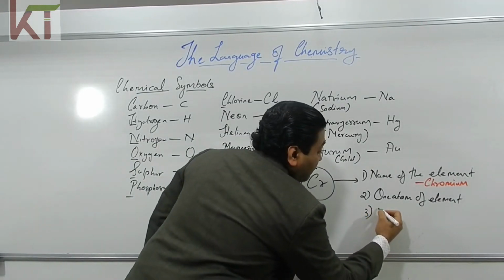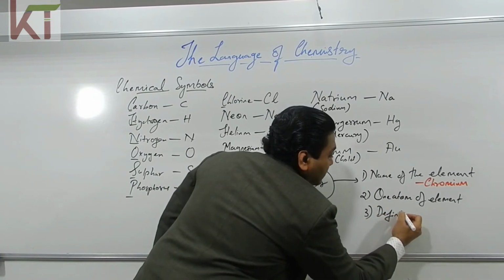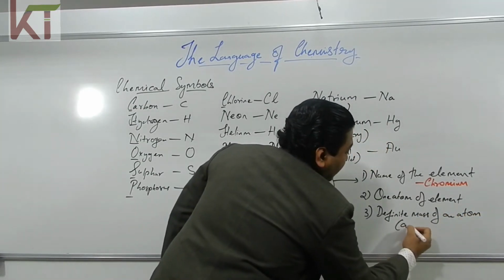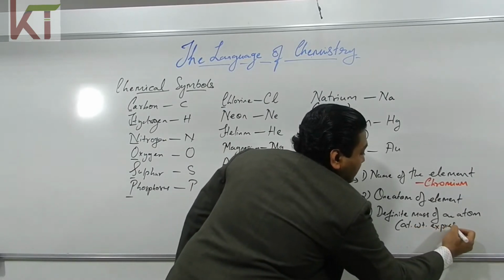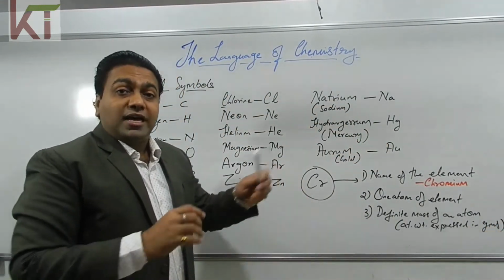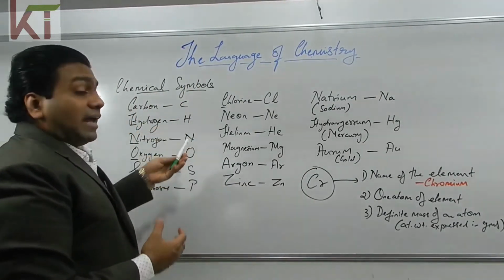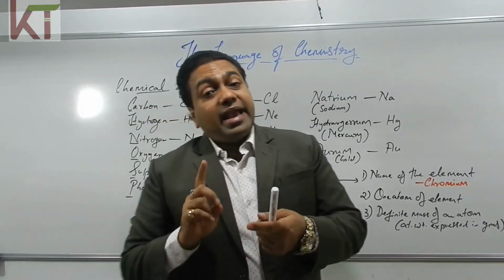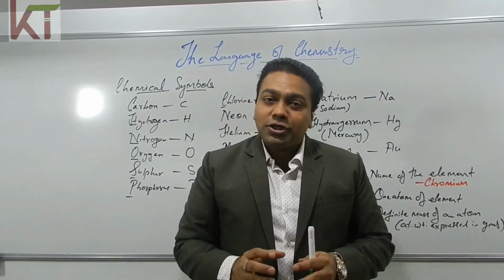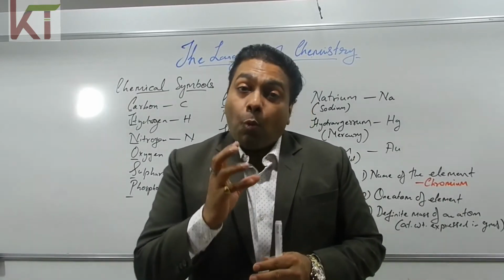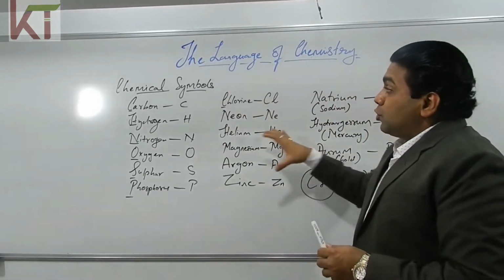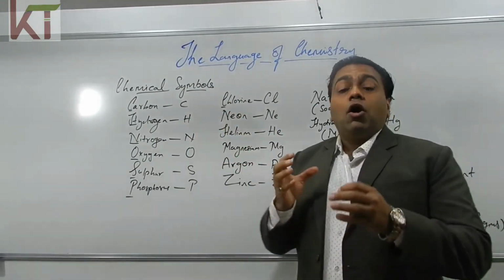The third important information that you get is the definite mass of an atom, or you can say the atomic weight expressed in grams. So you come to know about the atomic weight expressed in grams of that particular element. For example, if it's nitrogen, the symbol N notifies you that N is the symbol for the chemical element nitrogen. N stands for one atom of nitrogen, and N also gives you the information that one atom of nitrogen weighs 14 grams. That is atomic weight expressed in grams. And that's how you come to know very important information from the symbol of chemical elements.